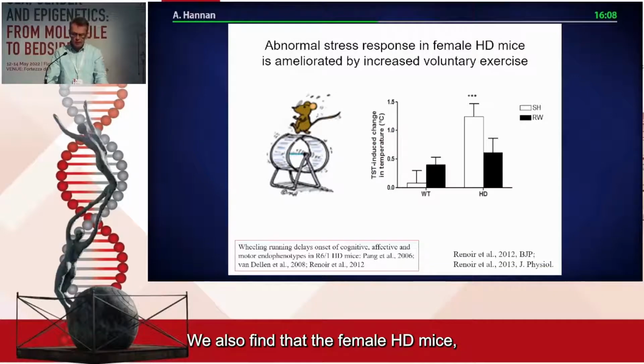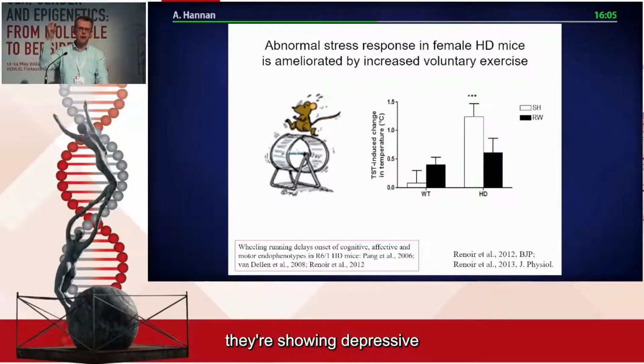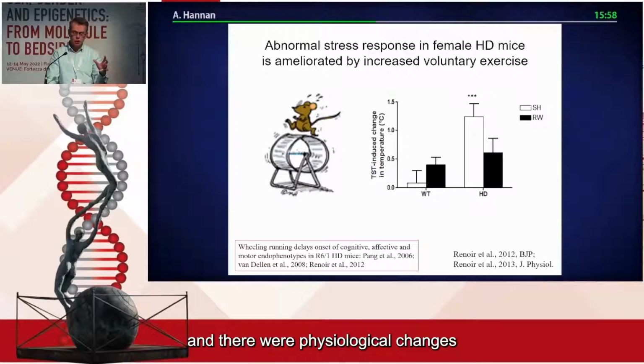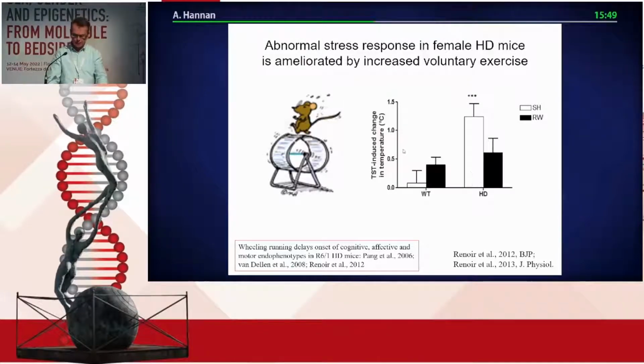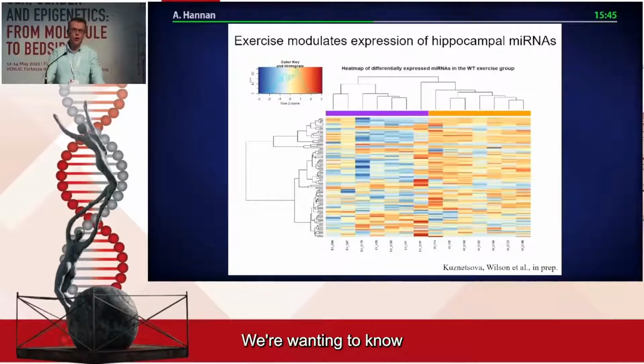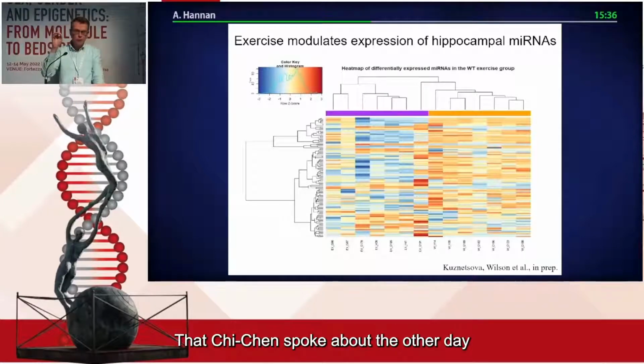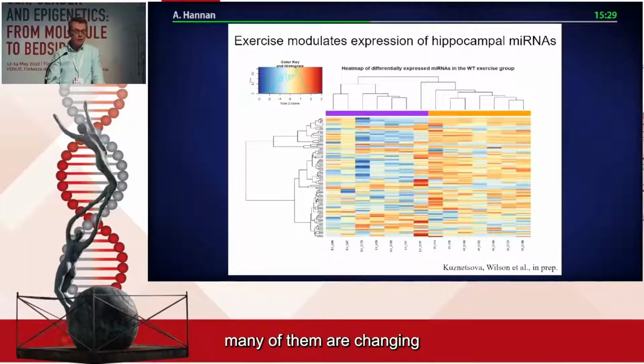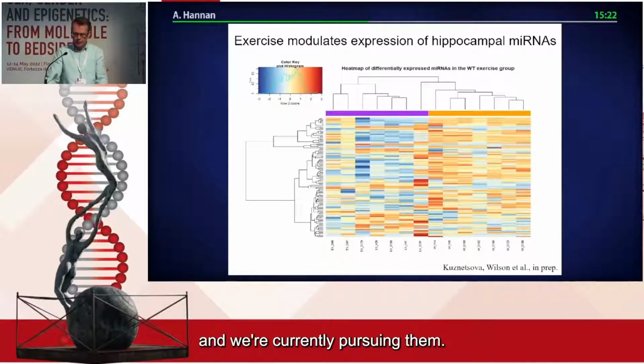We also find that the female HD mice, I won't go into details, but at the time they're showing depressive-like behaviours, they show dysregulation of the HPA axis, and there are physiological changes in response to acute stress in these female HD mice that can be ameliorated by this wheel running exercise. We're wanting to know how the environmental enrichment exercise works, and we've been doing a lot of molecular work. We're pursuing this at the moment, that there are a whole bunch of small non-coding RNAs that Kui Chen spoke about the other day. MicroRNAs are an important subset, and we find many of them are changing in the hippocampus due to exercise, and we're currently pursuing them.